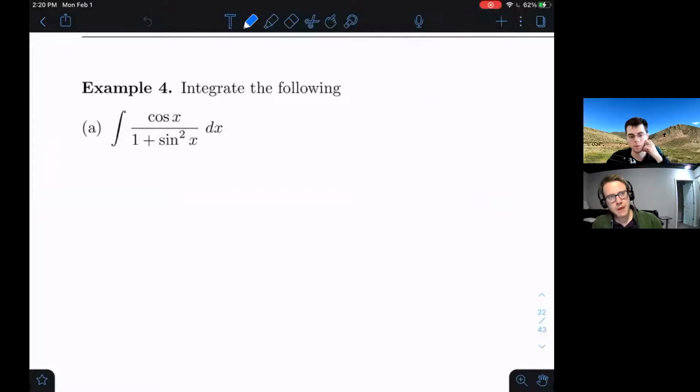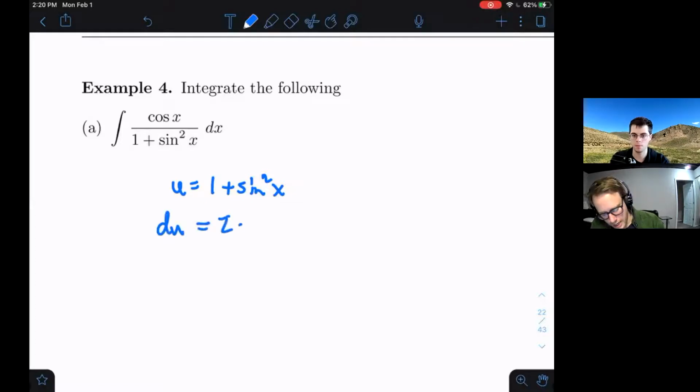And so I think maybe the first thing that I would try on this is u equals, and quite often the denominator has worked out well, so 1 plus sine squared of x. But sadly, if you try this out, du is equal to 2 sine x times cosine x dx, so you need to use the chain rule here because you have sine of x squared. And you kind of continue on and try to solve this.